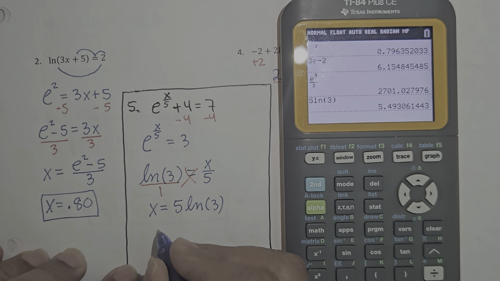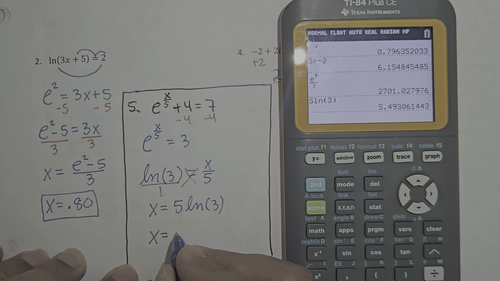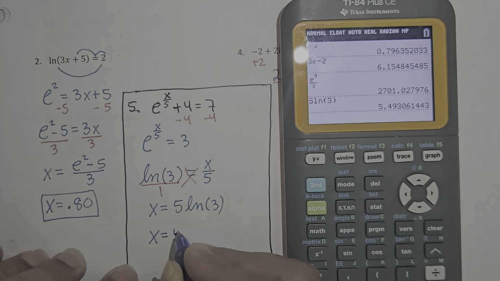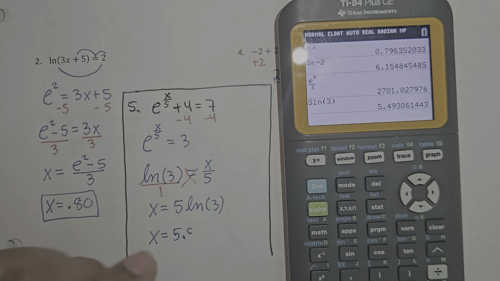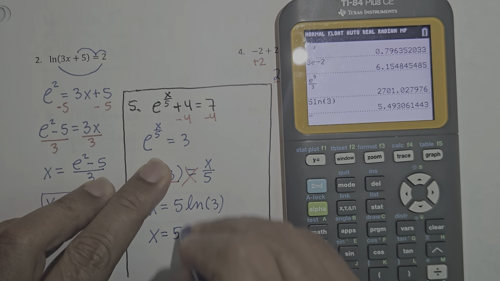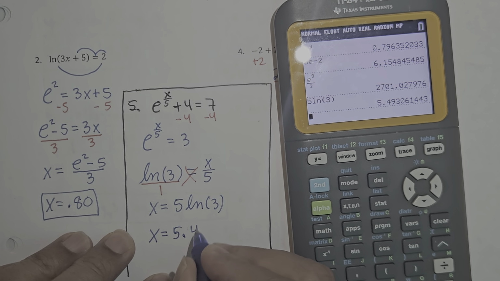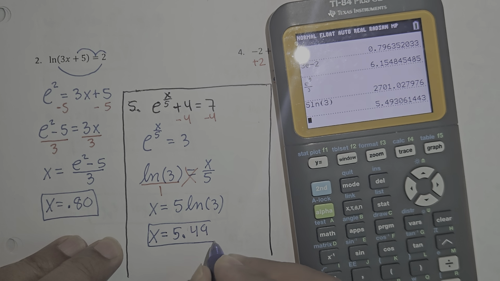So then x, the approximate value of x is 5.49. Okay, so this is the solution to this equation.